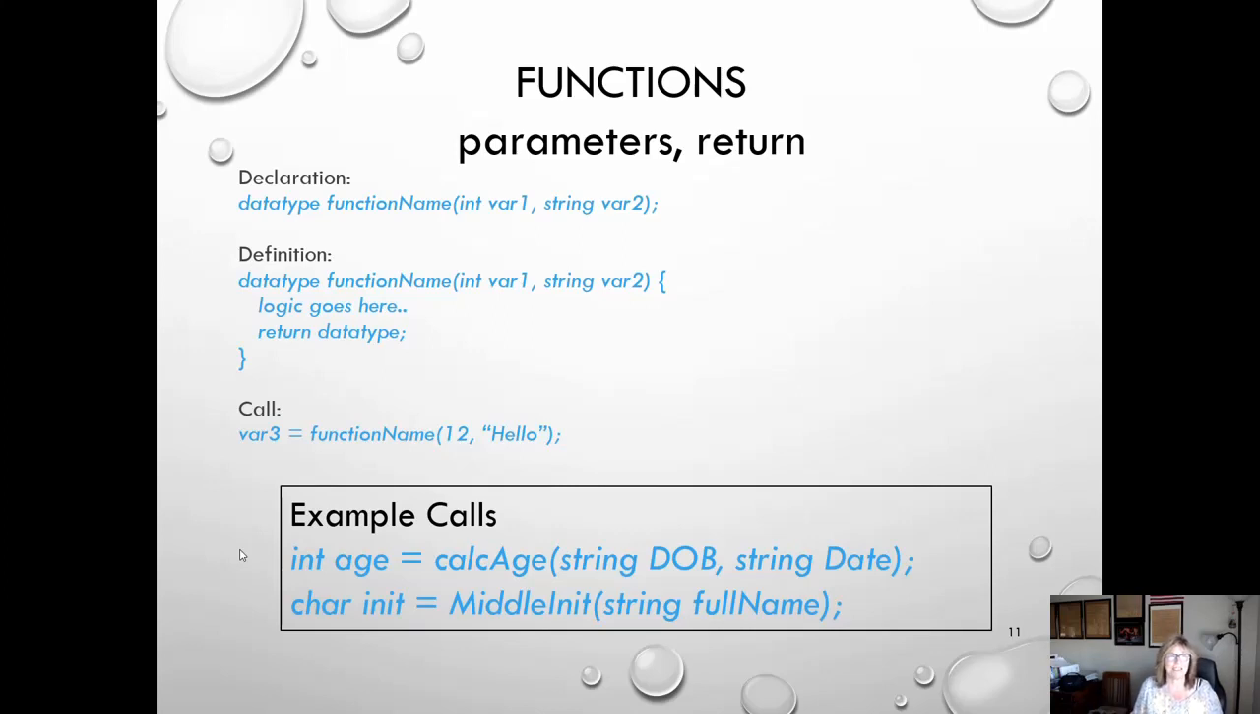For instance, in my example calls, calculate age, we are going to be passing two arguments. We're going to be passing a date of birth and a date. In our function middle init, we're going to be passing the argument that is a string full name. So they may be used interchangeably, but they are very, very different. Parameters are the values that are in the declaration and or the definition, which the creator of the function has decided these are the values that I need the user to pass to me. The arguments are the values that are being passed in the function call.